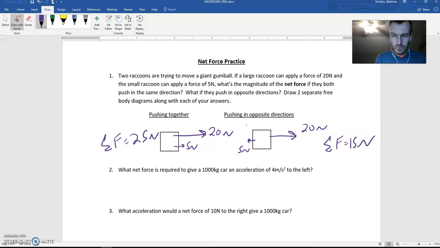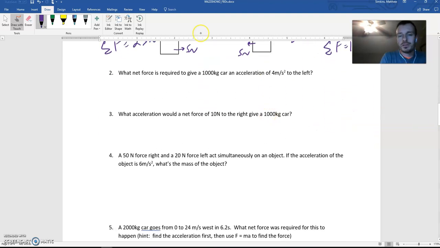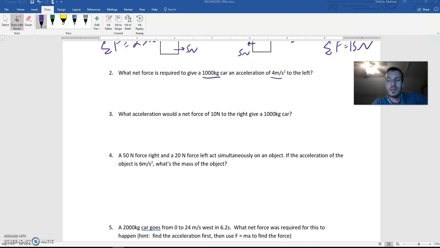And so we see that if you push together, the forces will add up. If you're pushing opposite, forces will subtract. Not really rocket science there. What's the net force required to give a 1,000-kilogram car an acceleration of 4 meters per second squared to the left? Now, this is why I make you guys do, wait, force of gravity. Because force of gravity is weight, but kilograms is not weight. Kilograms is mass. All right, so you got to really remember that kilograms is telling us about mass.